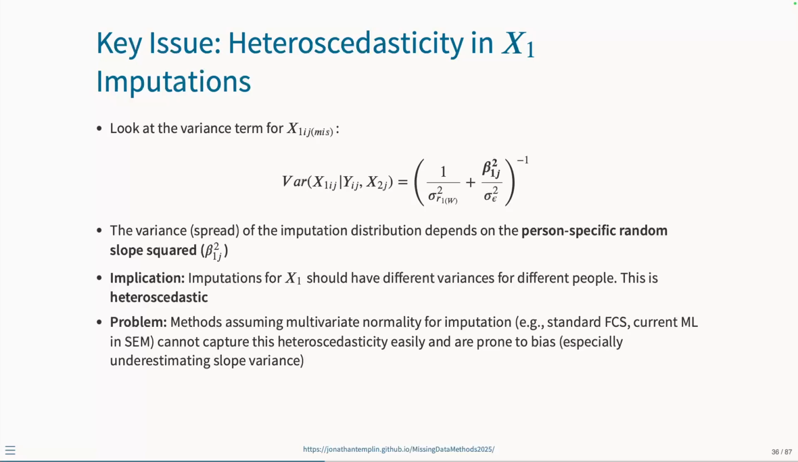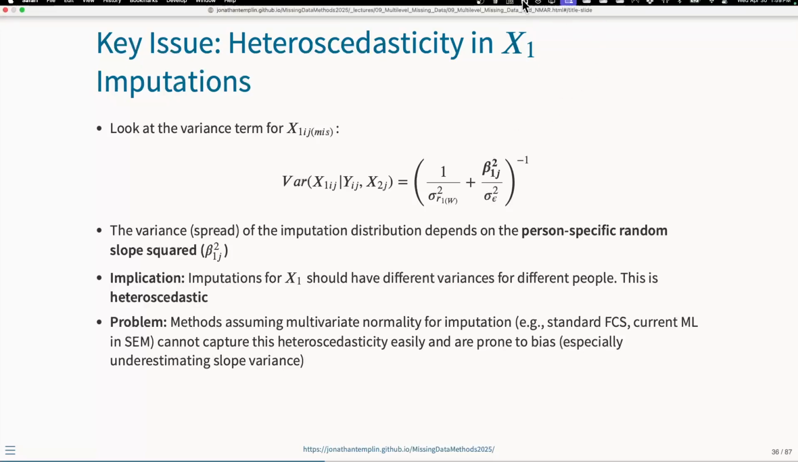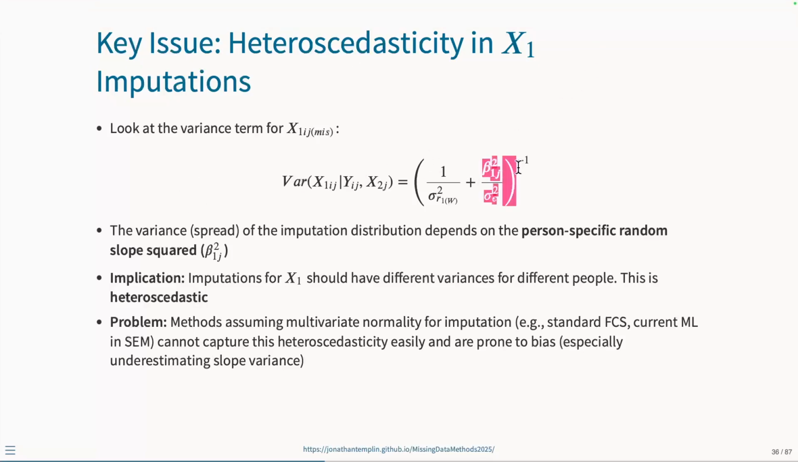What happens if you have heteroscedasticity in X1 imputations? That's a problem, but you kind of do, right? So the variance term for X1 missing has a component in there as well, right? And so the variance of this imputed distribution depends on the person's specific random slope squared. So that means that imputations for X1 will have different variances for different people. This is the nature of heteroscedasticity.